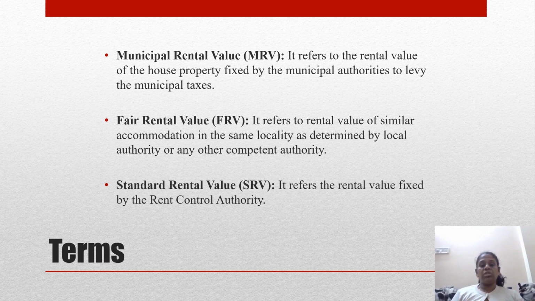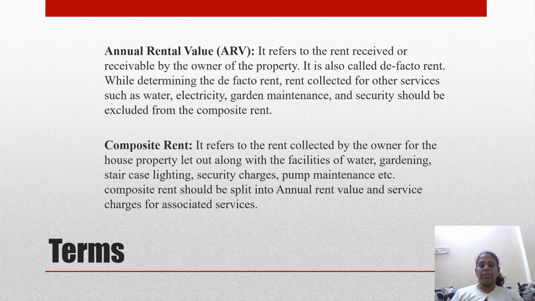So let us see what municipal MRV is. MRV is nothing but the municipal rental value, which means the rental value of the property is fixed by the municipal authority to levy municipal tax. And fair rental value is a rental value similar to accommodation in the same locality. And standard rent is the minimum rental value fixed under the rent control authority. And the annual rental value is nothing but the rent you are receiving as an owner. The rent received by the owner is called annual rental value.